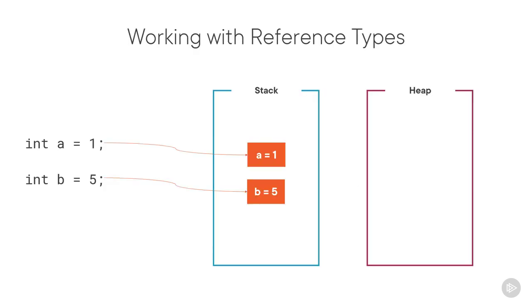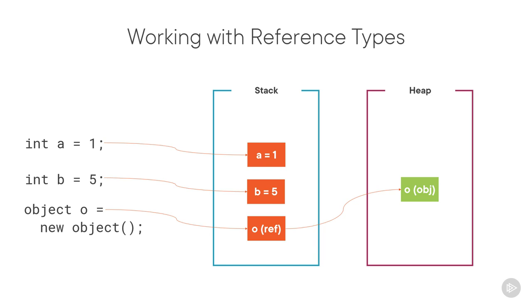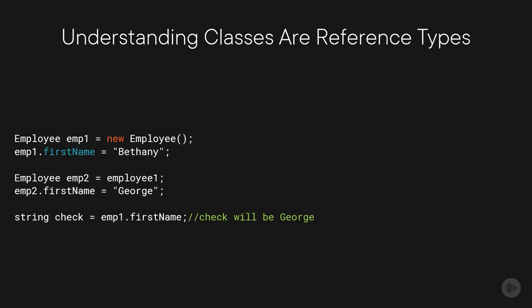Here's our diagram again. The actual object will be created on the heap. O, the variable, doesn't contain the actual object. Rather, it contains a reference to the actual object on the heap. If you have been working with C++, this will look very similar to a pointer, and that's exactly what it is. However, C# is a managed language, meaning that we don't need to clean up our objects manually to free up memory space.